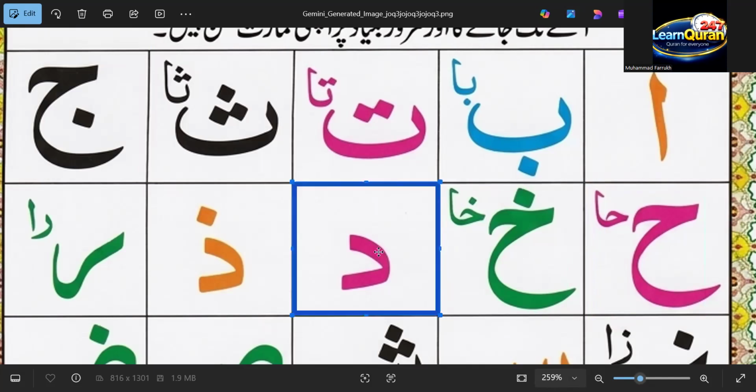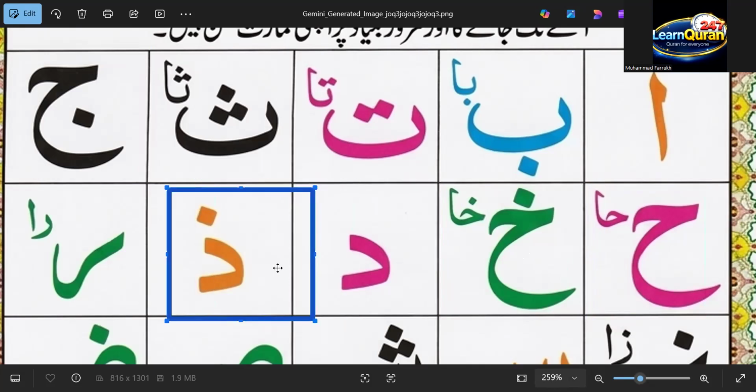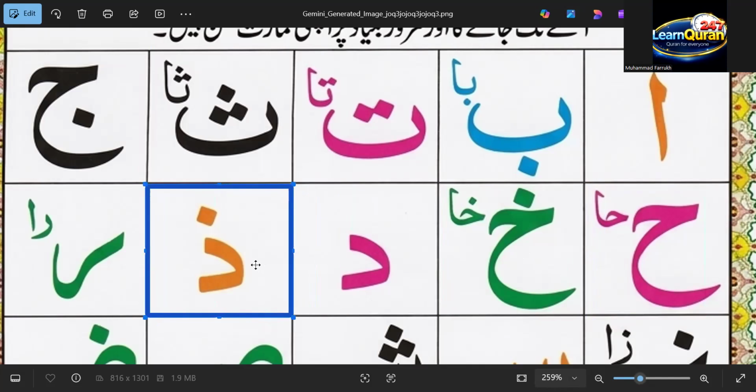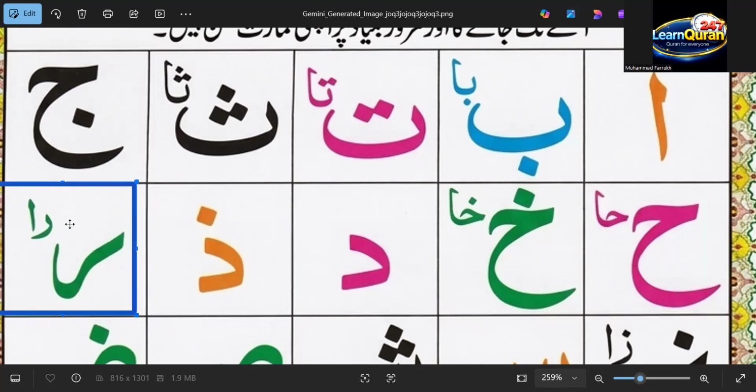Next letter we have is dal. Dal is an empty letter. Okay, no dot at dal. All right. Dal. And the next letter we have is thal. Thal is a soft letter. We have a dot above, one dot you can see here. Thal. And the next letter we have is ra.